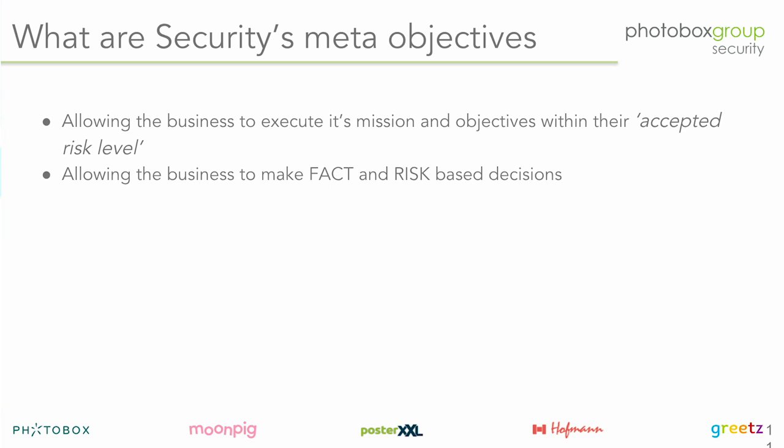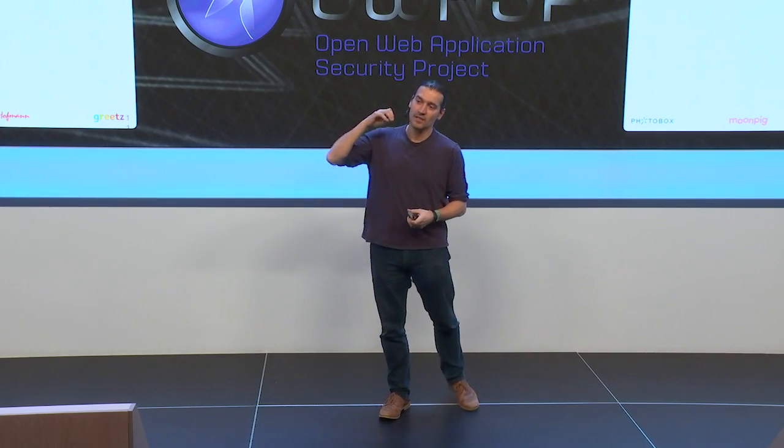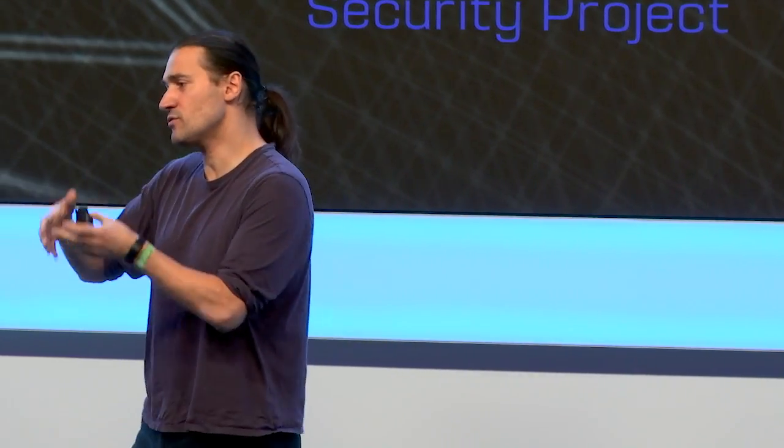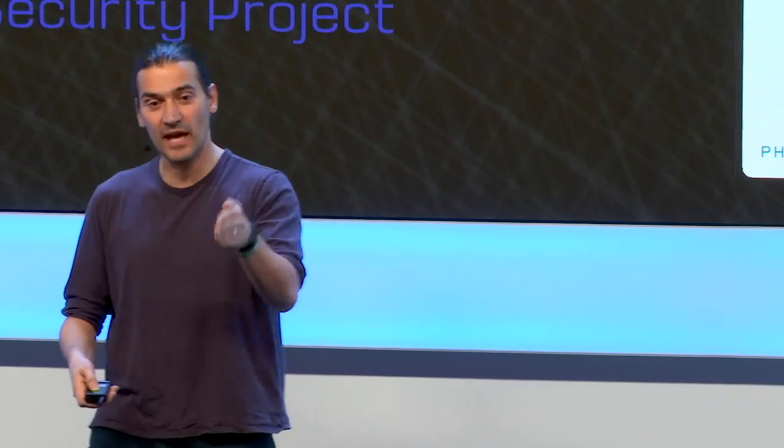One of them is that we want to allow the business to execute its mission and objectives within their accepted risk level. This is the name of the game. It's always about risk, making sure the business risk appetite is well understood and well aligned. I view our job in security as maximizing that understanding so that the business can make fact-based risk decisions. That's fundamental, and most organizations can't do that.